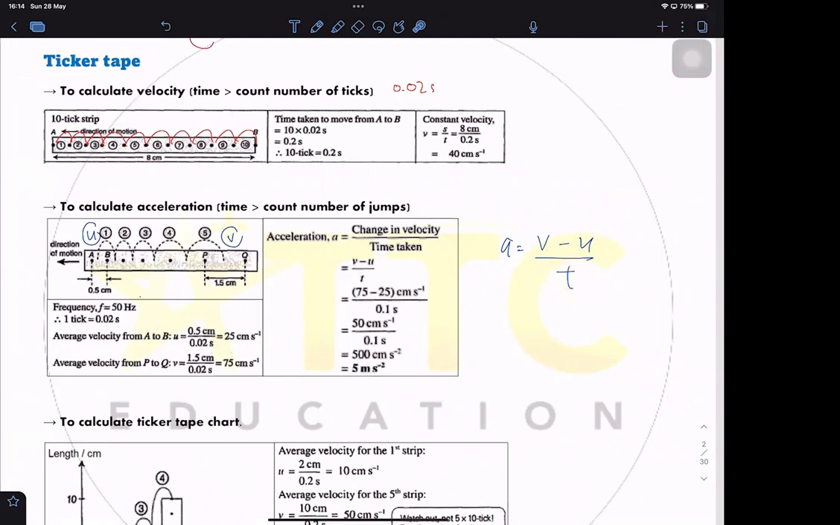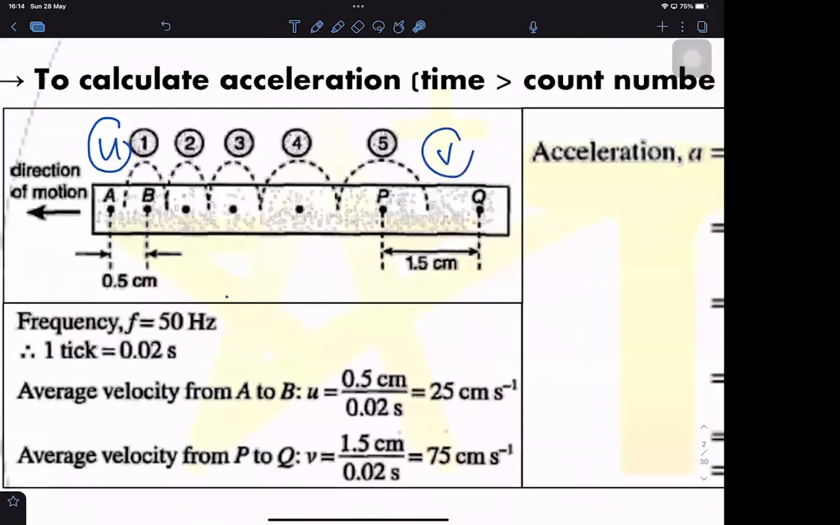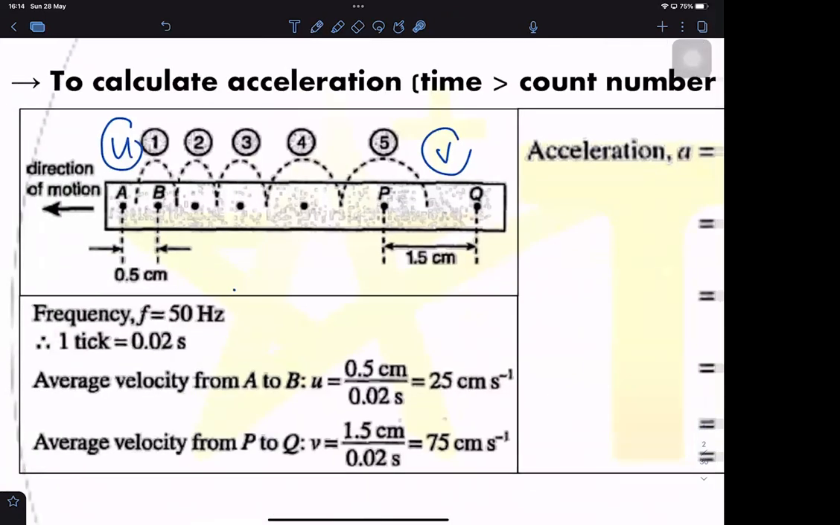Once you put it inside, now this time is very, very tricky. Many students get this time wrong. The time they want is not the total time. What they want is the time that you take from initial go to final. From initial to final, how long does it take? So you see, initial is here, final is here.